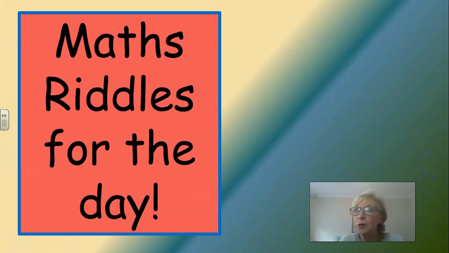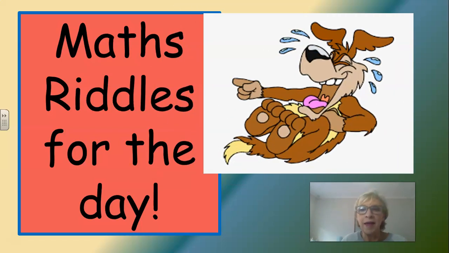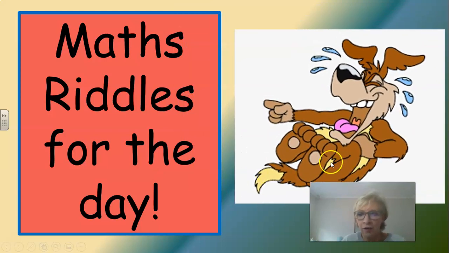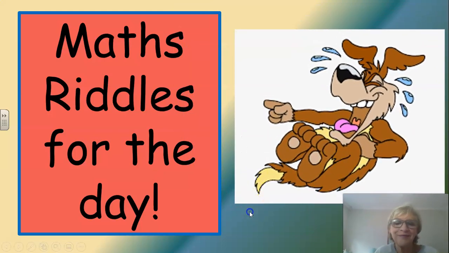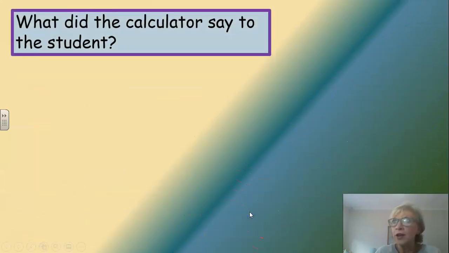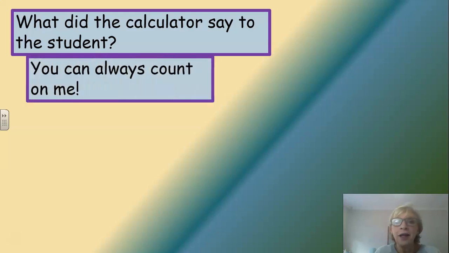But as you know, before we do anything, we start off on a cheerful note. So we start off with a riddle or two or three today, all linked with maths, just to make us have a good old laugh like that dog on the screen. So, what is our first riddle? Well, it goes like this. What did the calculator say to the student? You know what a calculator is, don't you guys? The calculator replied and said, "You can always count on me."